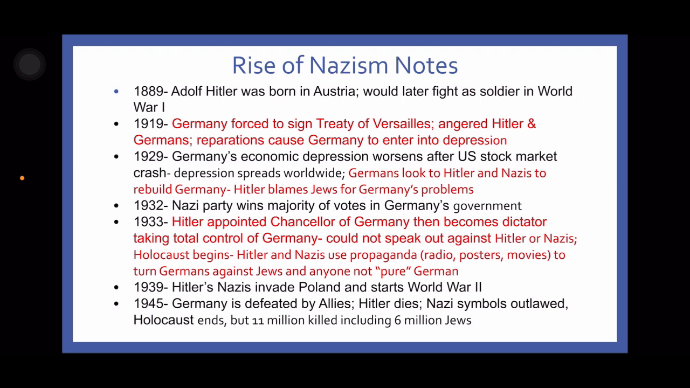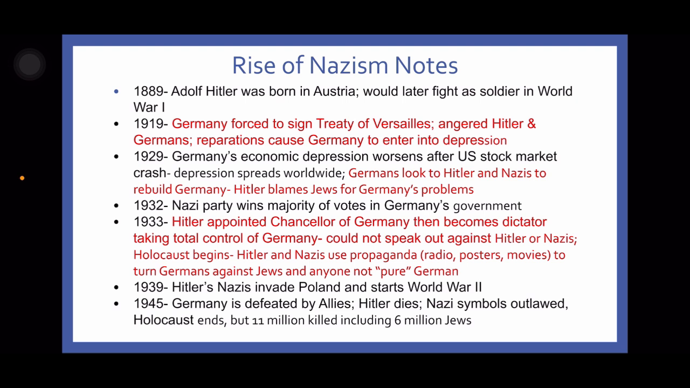Reparations caused Germany to enter into a depression. I even showed you guys that $3.2 trillion equaled $1. Meaning for you to buy one Snickers bar that is $1.50, in Germany it would cost $6.4 trillion. And for kids to carry $6.4 trillion is impossible, meaning money became worthless.